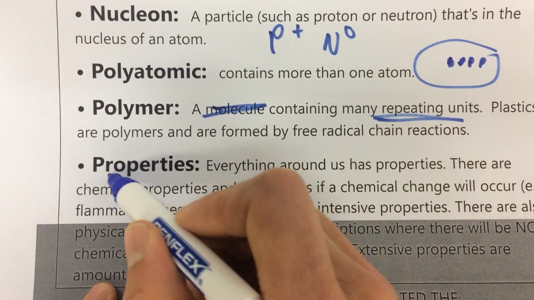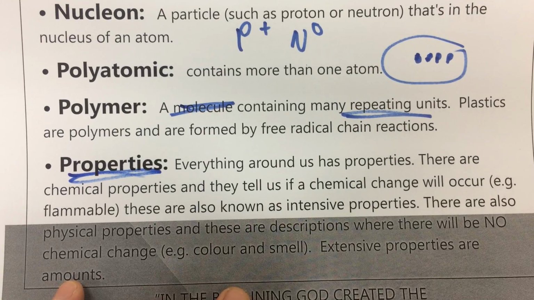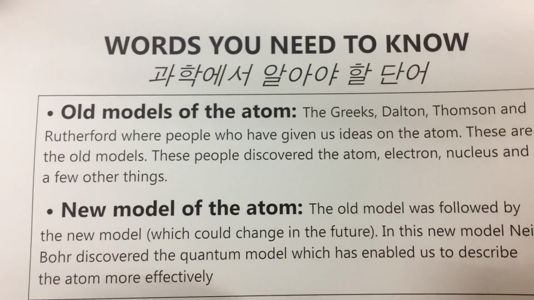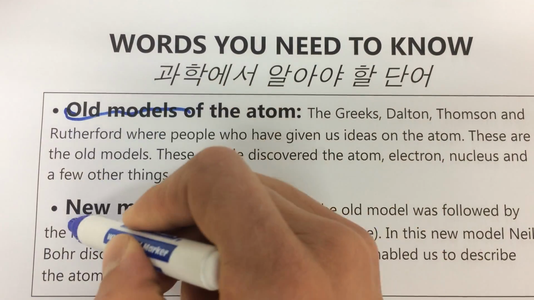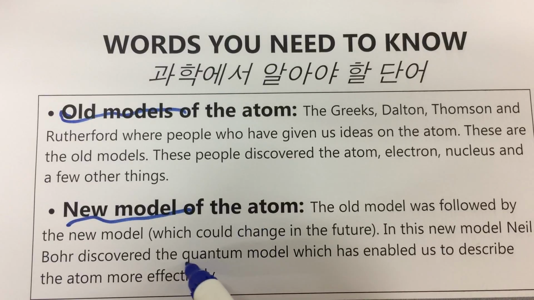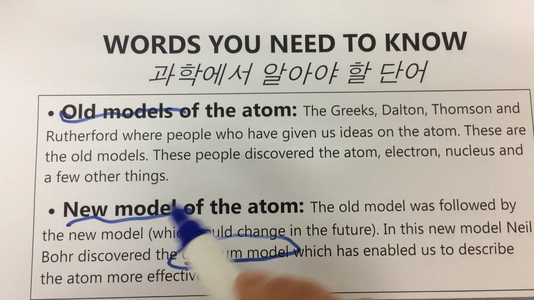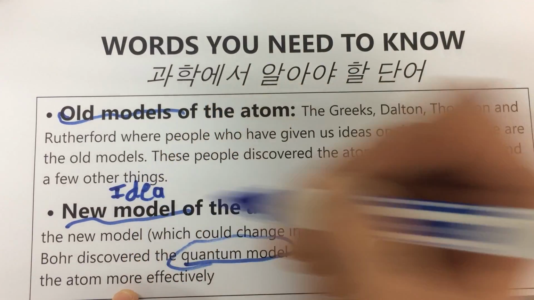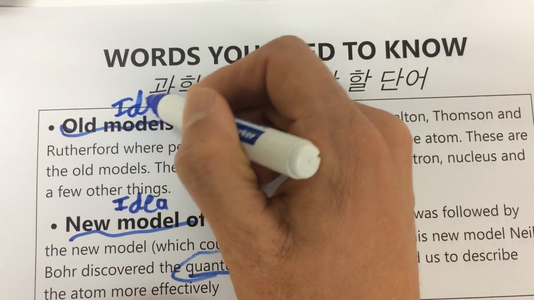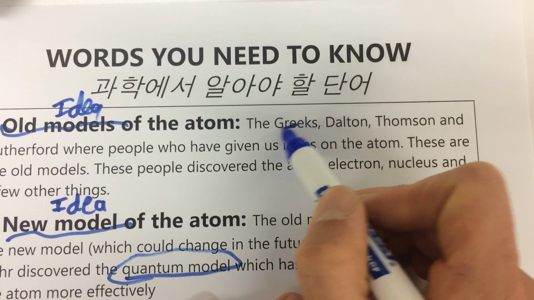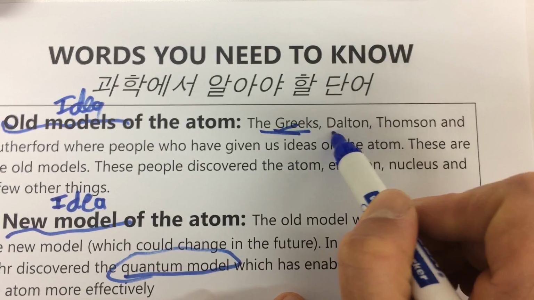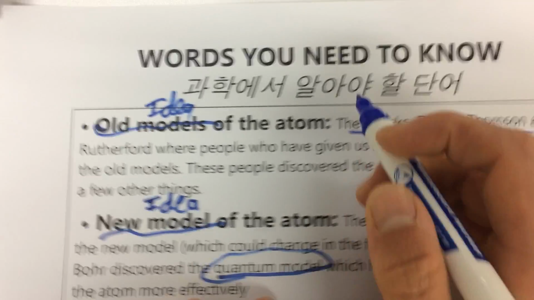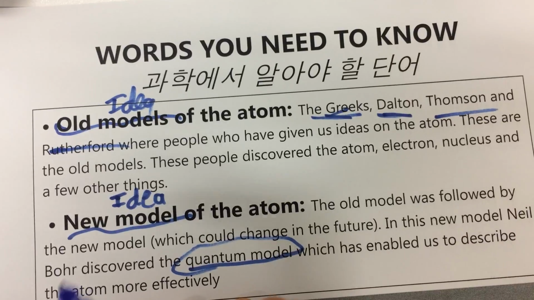We need to know about properties. I'm going to get to that in a few minutes. We need to know about the different properties, the old models of the atom and the new model. The new model is known as the quantum model, and this is going to be very important. By a model, I mean it's the new idea, and then there's the old idea. And the old models came from people like the Greeks, a man by the name of Dalton, Thomson, Rutherford.